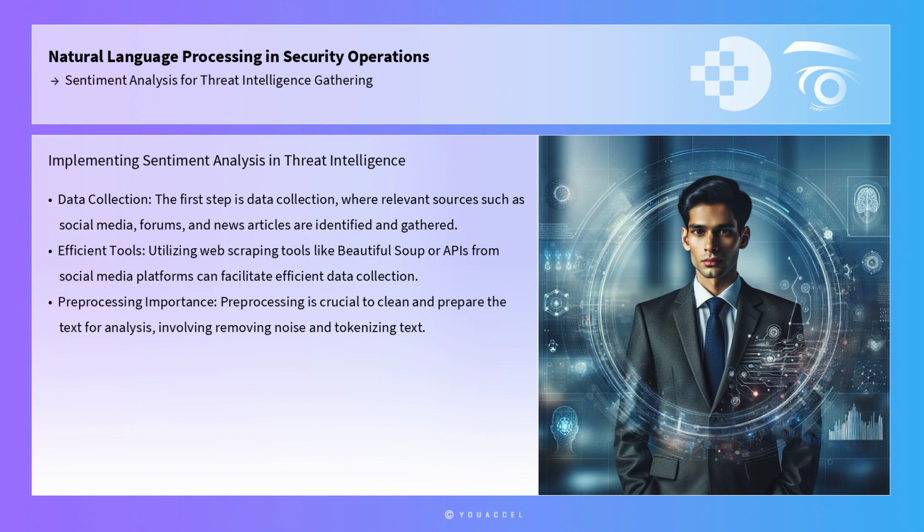To effectively implement sentiment analysis in threat intelligence, security professionals should follow a structured approach. The first step is data collection, where relevant sources such as social media, forums, and news articles are identified and gathered. Utilizing web scraping tools like Beautiful Soup or APIs from social media platforms can facilitate efficient data collection. Once the data is collected, pre-processing is crucial to clean and prepare the text for analysis. This involves removing noise, tokenizing text, and normalizing language to ensure accurate sentiment classification.